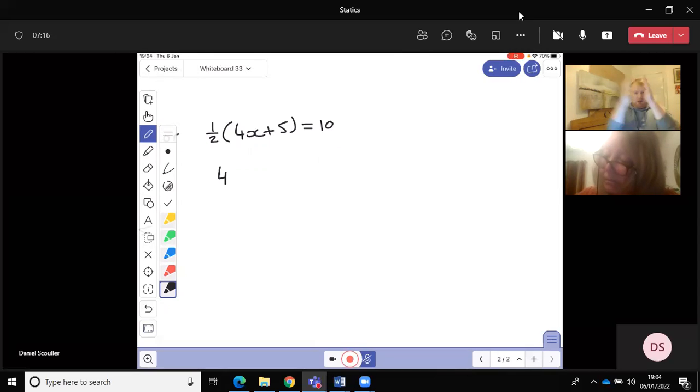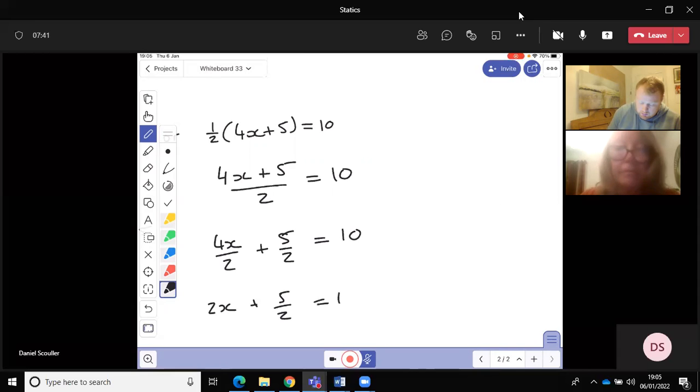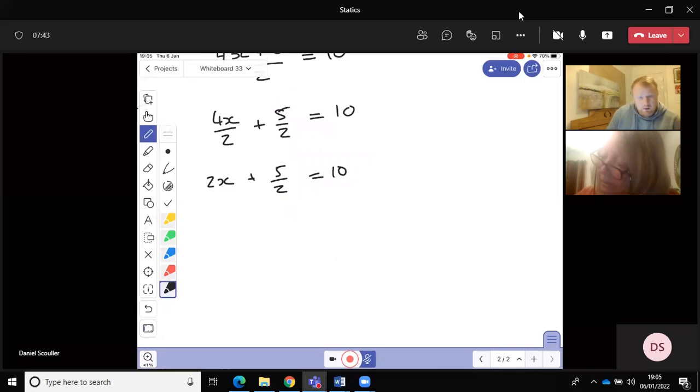Just make sure you keep this in separate columns when you're writing this. We could write that as 4x over 2 plus 5 over 2, and then we can simplify it like that. Then we can take that fraction across.